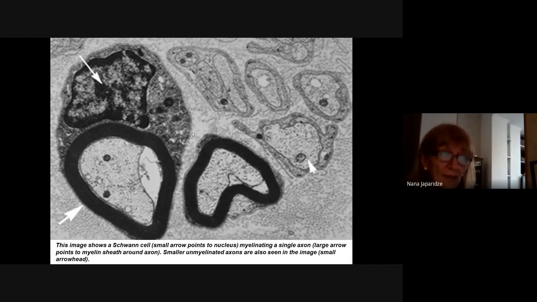Look here, with a myelinated axon in the cytoplasm. A small part of the cytoplasm is clearly visible here, but you can't see the nucleus here.